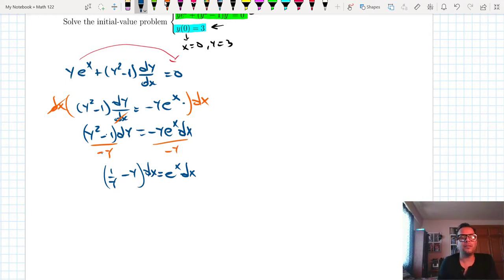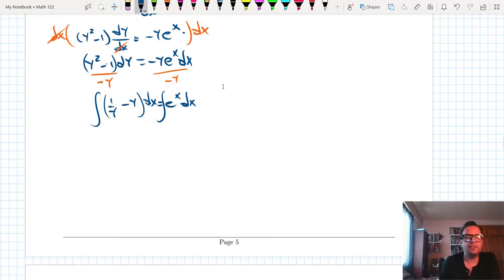Okay, so now that we separated the variables, integrate both sides. So the integral of 1 over y, we already did that one before, that's ln of y, minus the integral of y, rather, it's going to be y squared over 2, equals the integral of e to the x, which is simply itself, e to the x plus c.